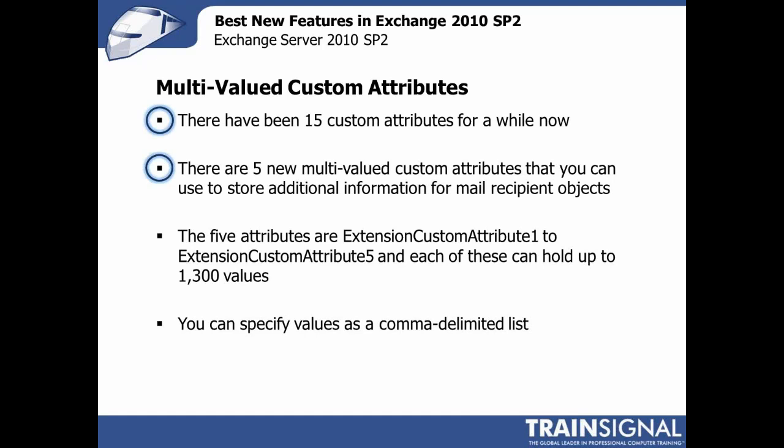Now, we say multi-valued, and that's because the 15 custom attributes, you can only put one value in there, a word or whatever it is. Whatever the value is, it's only one. With the 5 attributes, these are extension custom attributes. They're extension custom attribute 1 to extension custom attribute 5, and each of these can hold up to 1,300 values. So 1,300 values, I mean, that's just phenomenal. And you can specify values as a comma-delimited list.